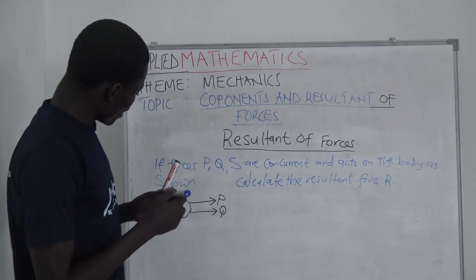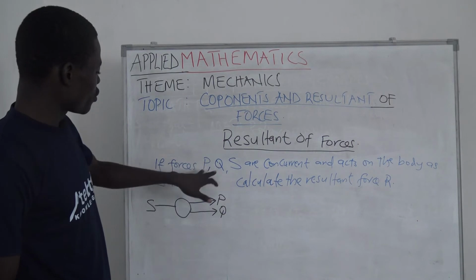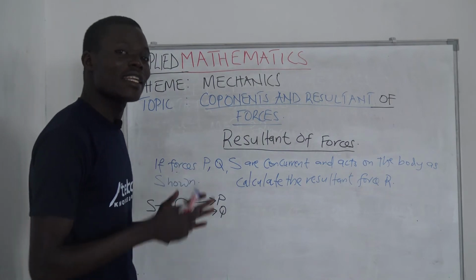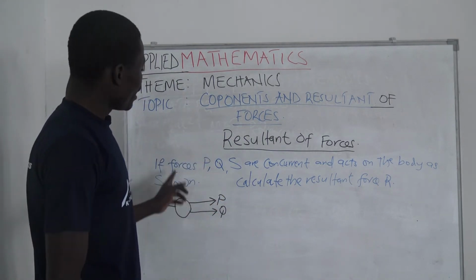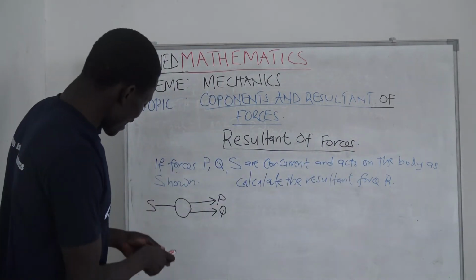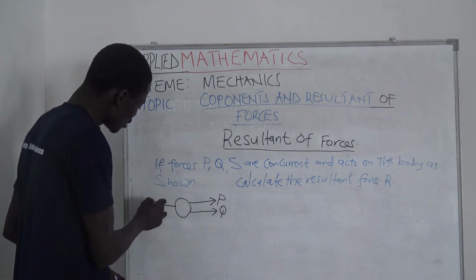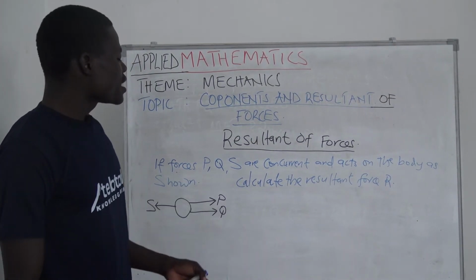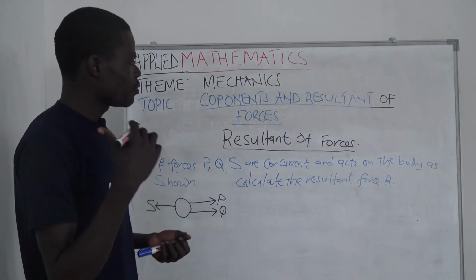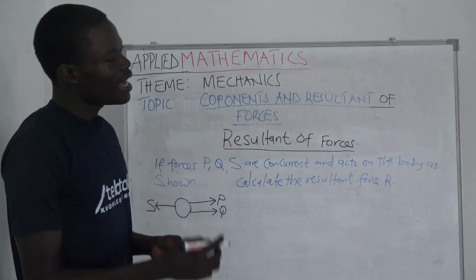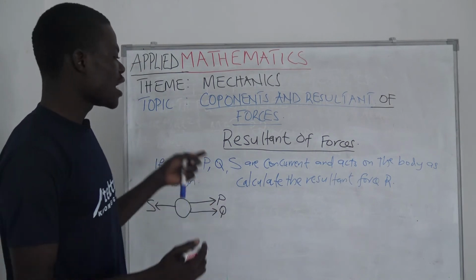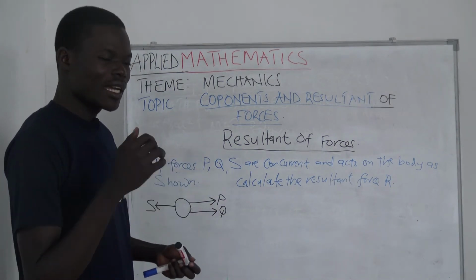Now, this is our first drawing, and we have said the forces P, Q, and S are concurrent. That means that all of them are acting at the same time on the body as shown. If forces are moving in the same direction, we get the resultant by adding, from the previous example. If they are in different directions, we subtract the big one and the small one. Then we put the directions.